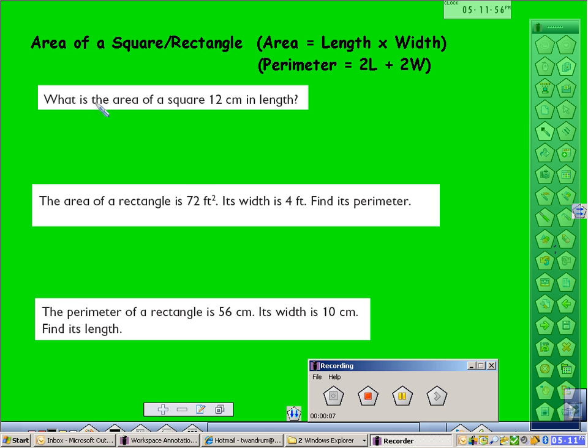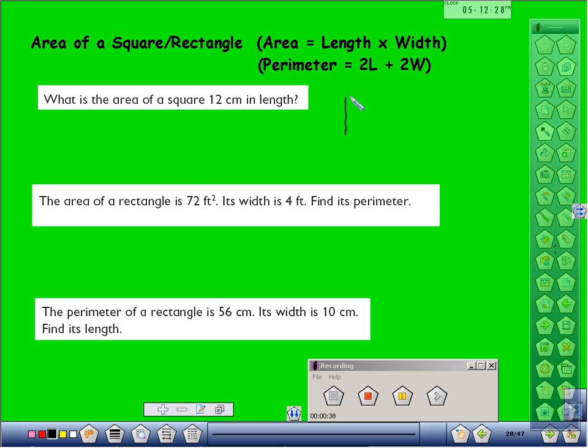This first question right here says, what is the area of a square 12 centimeters in length? Okay, we got to think about what we know about a square. We know a square has all sides that are the same length. There's my example of a little ugly square. I did my best. But if the length is 12, we know that the width is also 12, because on a square all sides are 12.